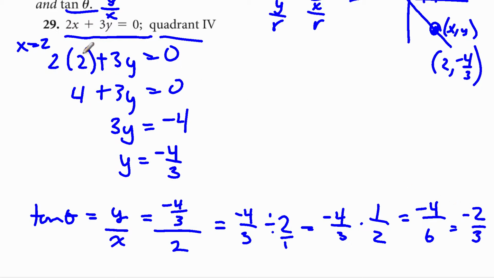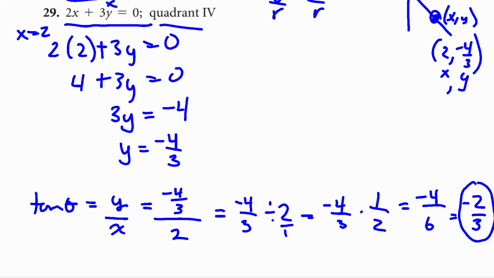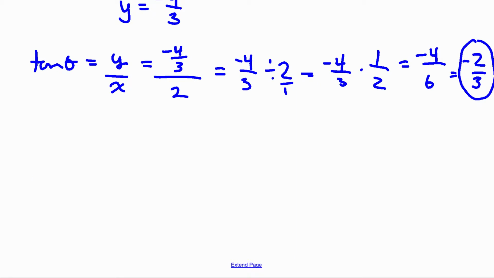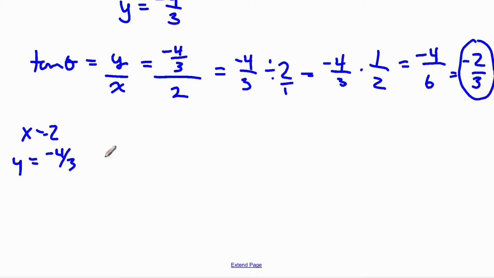Now, it doesn't matter what value you plugged in for x there. This is what you're going to get for tan theta: negative 2/3. Okay, so I did that because I had an x and a y value. But to get the other two ratios, I need to figure out what r is. So if these are my x and y values, I can figure out r. So 2 and negative 4/3. I have to remember that. Okay, so x is 2, y is negative 4/3. Is that right? Yeah. All right, so to find r, I can use Pythagoras.